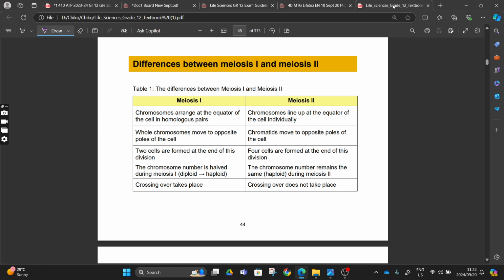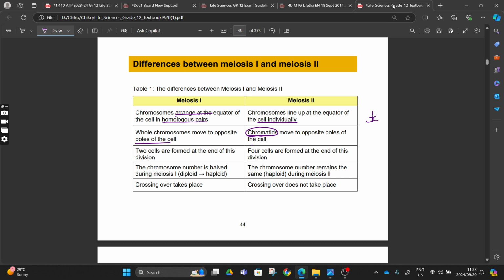Meiosis 1 and meiosis 2, what is happening? The difference is that in meiosis 1 the chromosomes arrange at the equator in homologous pairs, whereas in meiosis 2 they arrange individually. In meiosis 1 the whole chromosomes move to the opposite poles. But in meiosis 2, because each chromosome was divided in two, the chromatids are the ones moving to the opposite poles of the cell.